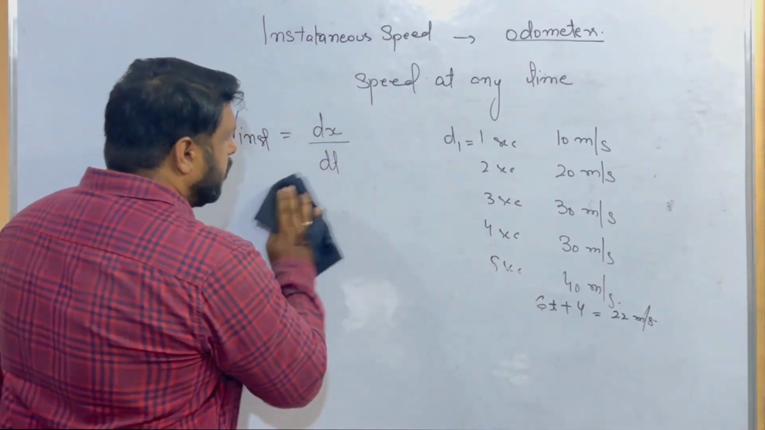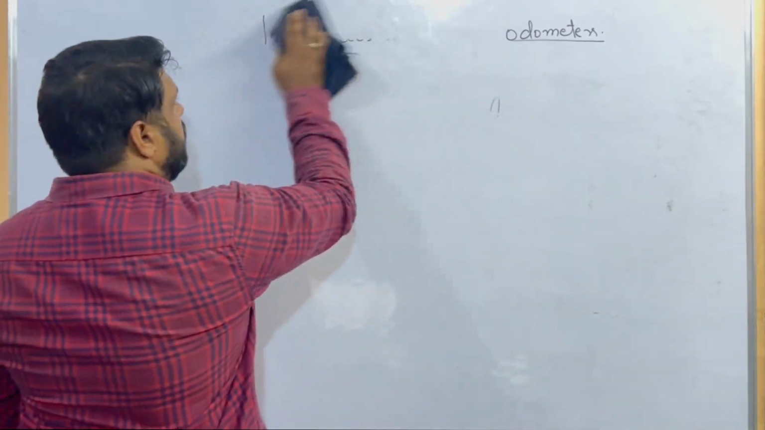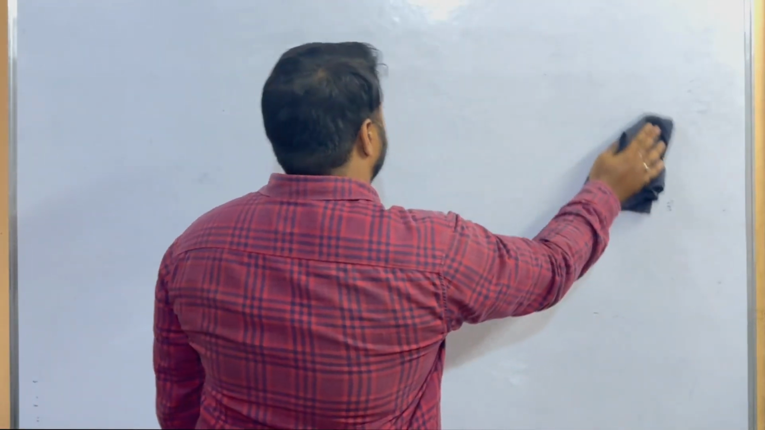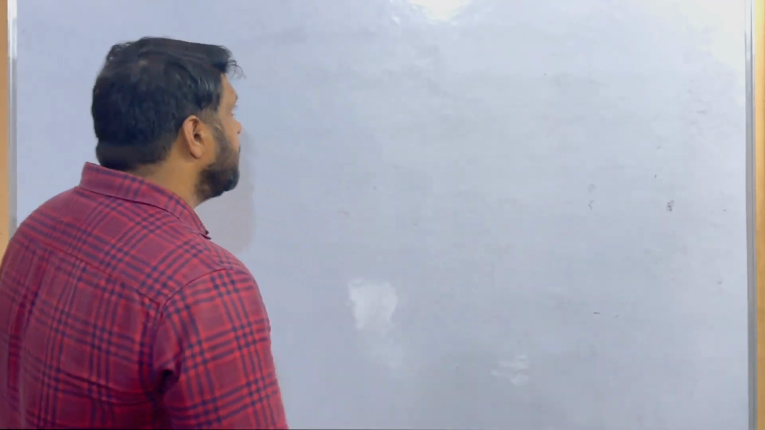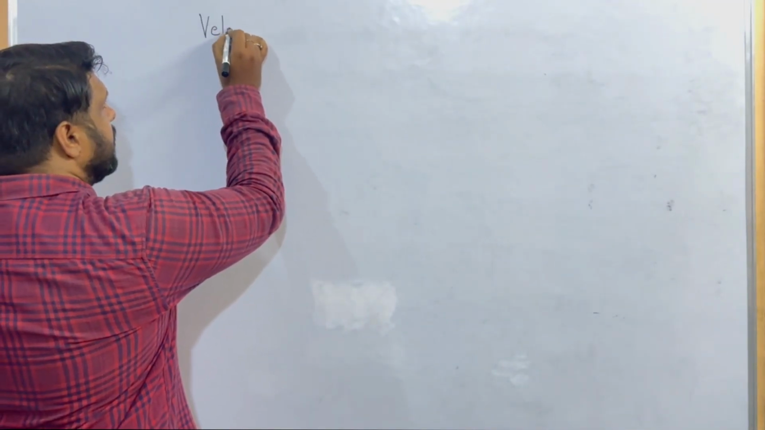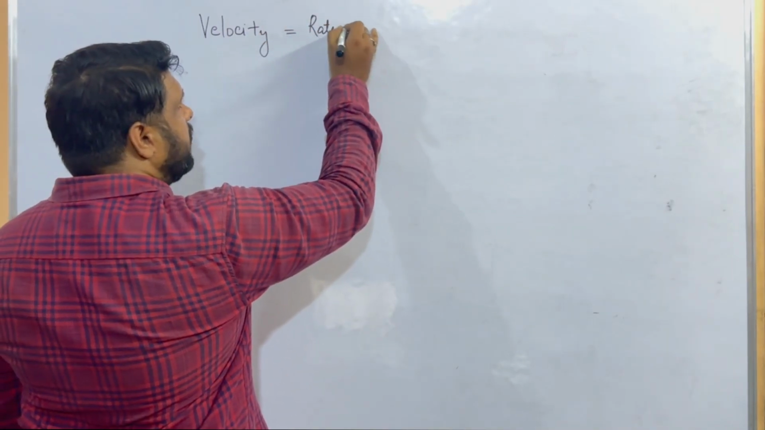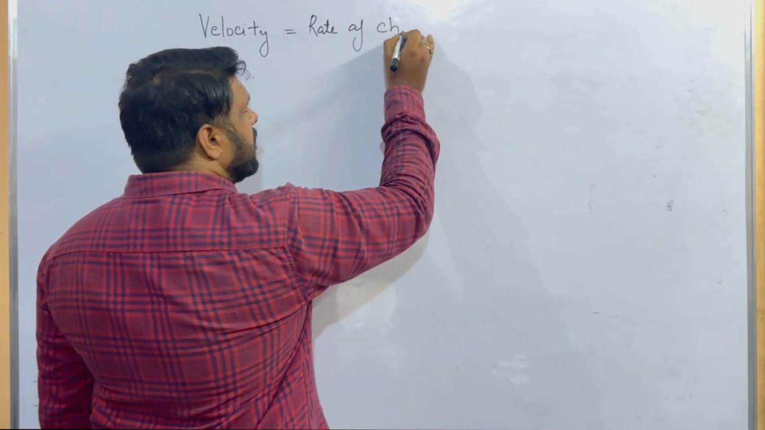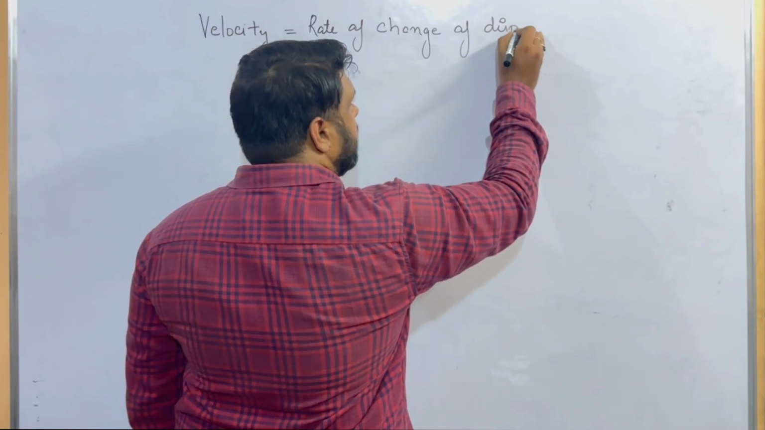So next we are going to start average velocity. So here we have talked about only speed. Okay, why? Because speed is a scalar quantity. But let's move towards the velocity term now. Velocity is defined as the rate of change of displacement.